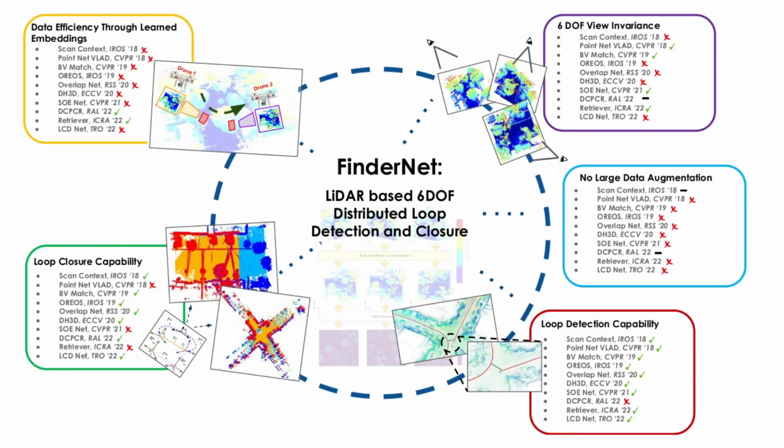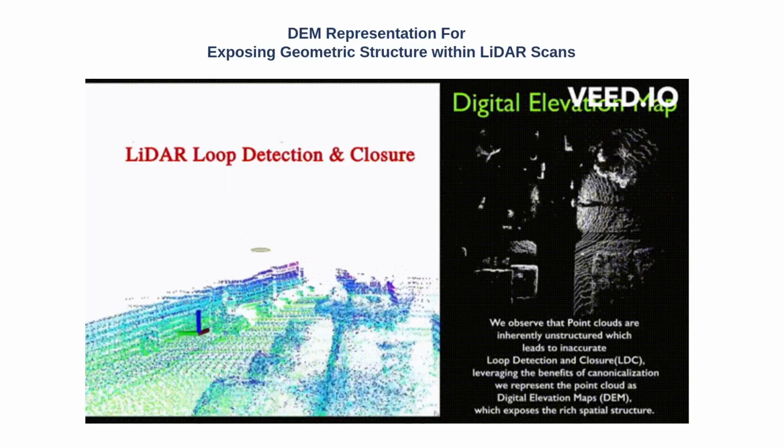Our method FinderNet is 6 degrees of freedom view invariant, requires no large data augmentation during training, has both loop detection and loop closure capabilities, and is data efficient through learnt embeddings.